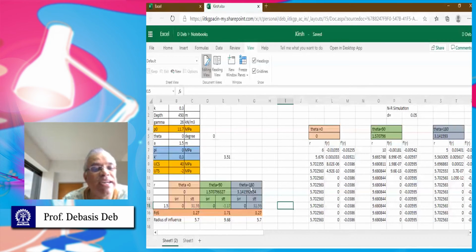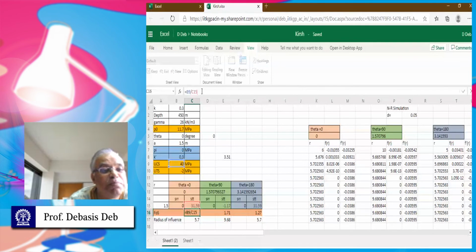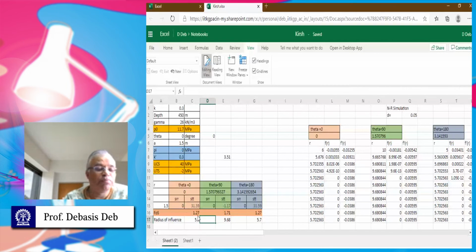And again at 180 degrees, on the other side, this will be the same as this one because it is just on the other side. This will be symmetric. And this is again your vertical. So what is the safety factor? You can see B9, which is 40 UCS divided by sigma theta theta. So it shows 1.27. This is also 1.27.